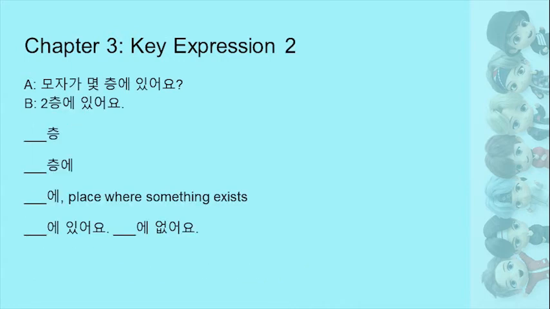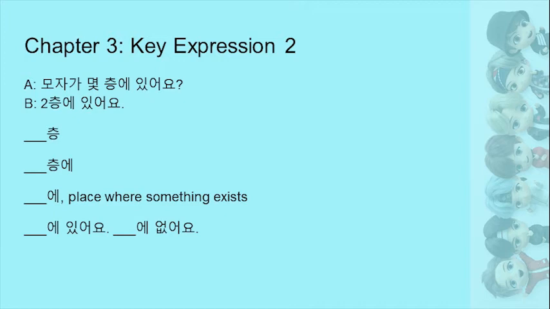Okay, so let's move on to key expression 2, which is on page 68. So the first sentence, person A is saying 모자가 몇 층에 있어요? So they're asking what floor hats are on. Like they're in a store and they're saying, what floor of the store are hats sold on?